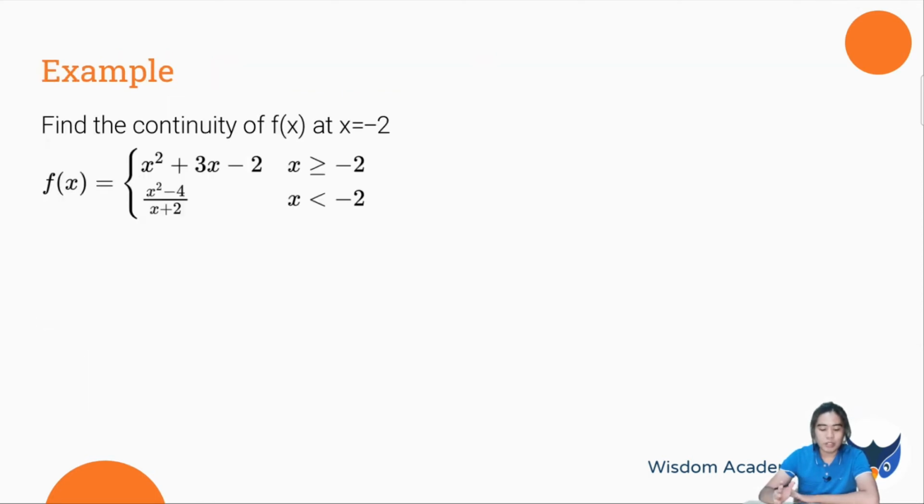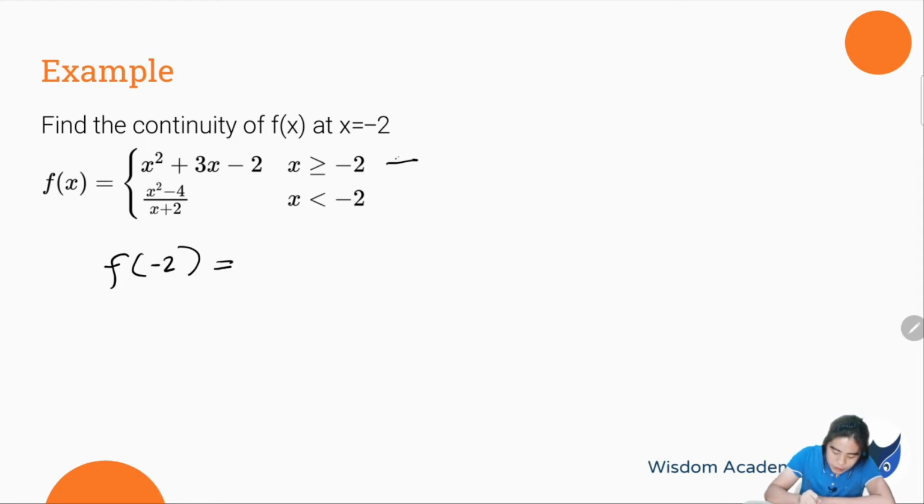So, how do we solve continuity problems? It's easy. We just find f of a, find its limit as x approaches a, then check if they are equal to each other. Okay? So, let us find the continuity of this function at x equals negative 2. First, let us find f of negative 2. For f of negative 2, the function we will use is this one, since at x equals negative 2, this is what we use.